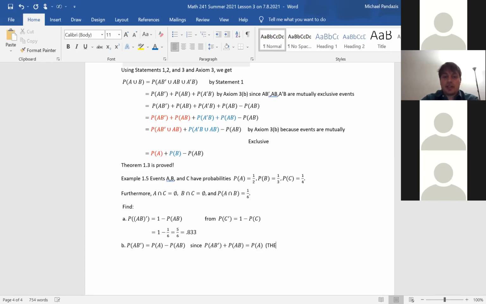You subtract P of AB on both sides of the equation. Eq is the abbreviation for equation. You just subtract that quantity on both sides. And this is from before.